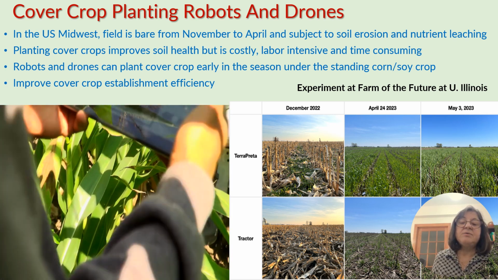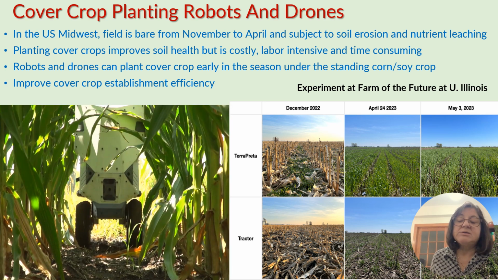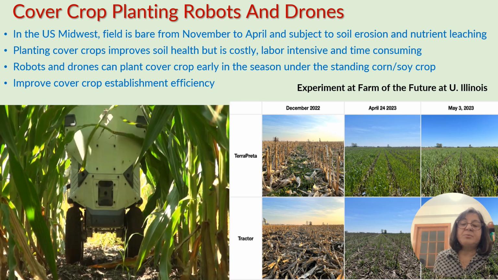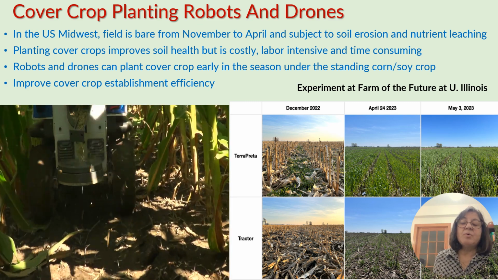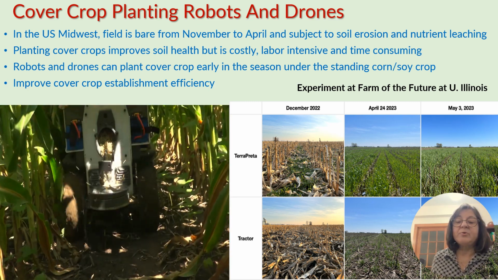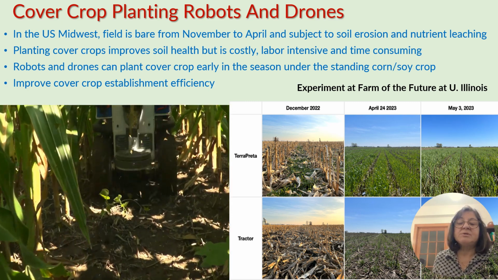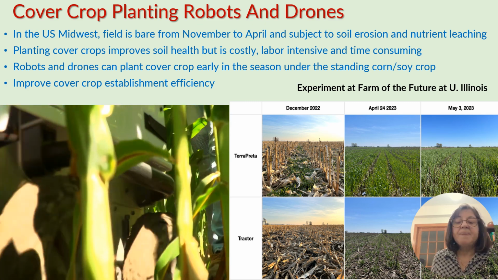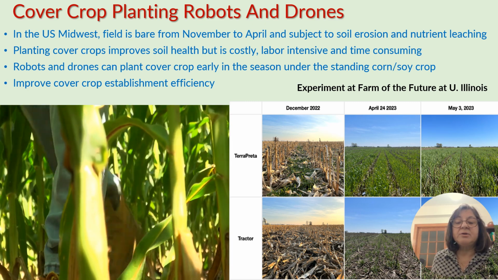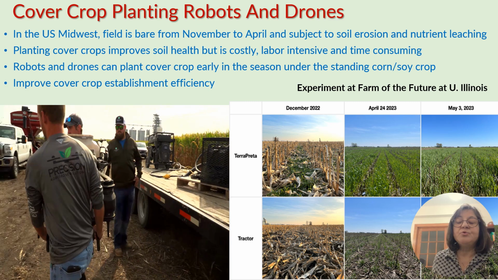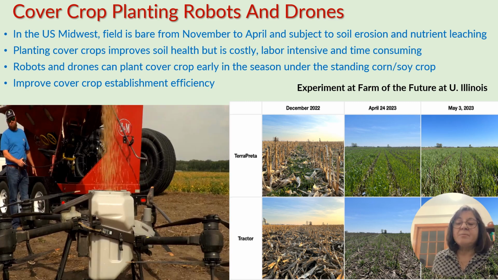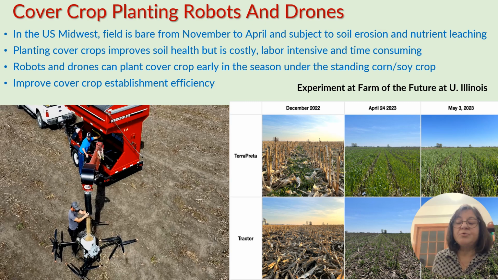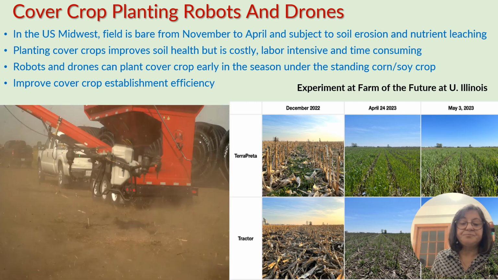And as you can see from the pictures on the right, the typical approach to planting cover crops using a tractor leads to under-establishment of cover crops, whereas in the top panel we can see that these robots that plant these cover crops earlier in the growing season can actually improve the establishment of cover crops and lead to greater improvements in soil health.